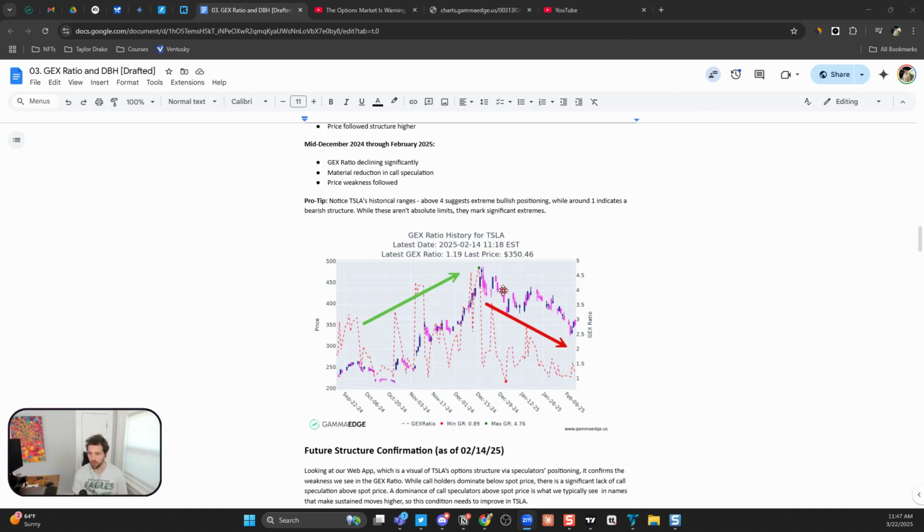And then what's even more important is the GEX ratio oftentimes leads price lower. So it rapidly deteriorates, like we see in this December 2024 through February 2025 decrease. Just look at the rapid deterioration of GEX ratio, and it even led spot price down as well. While we may have seen these little wiggles in price along the way, GEX ratio was just maintaining in the lower fourth of its range, which signals that call speculation is not coming into the name at all.